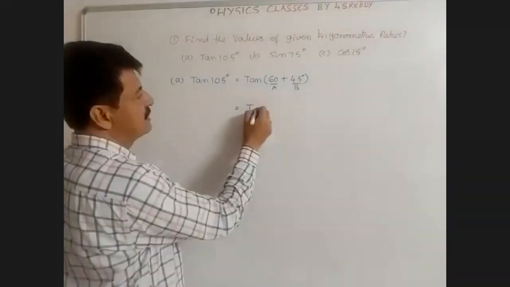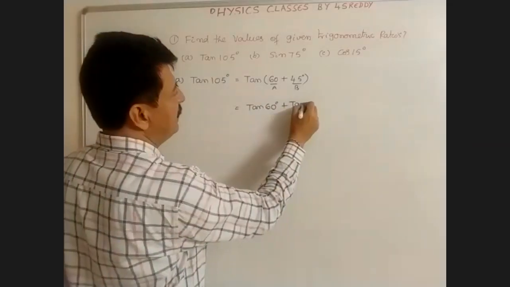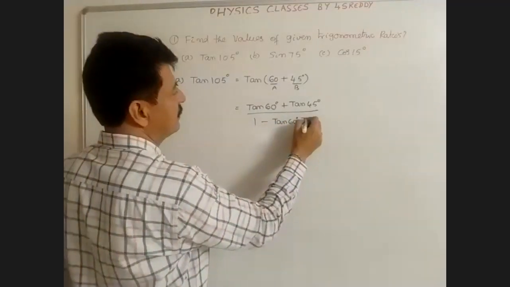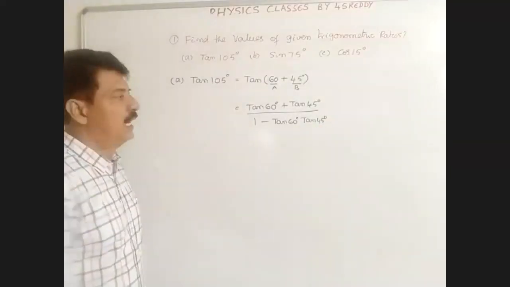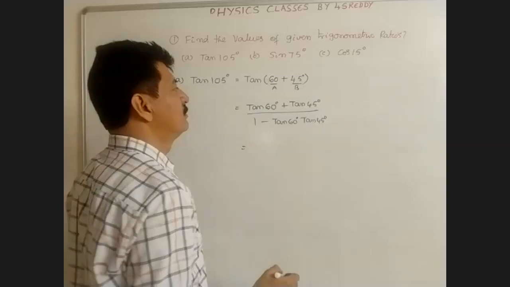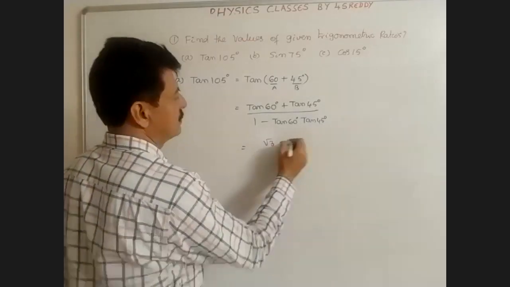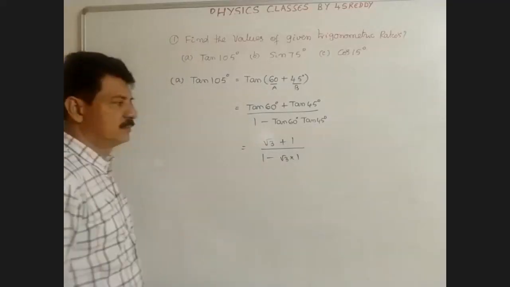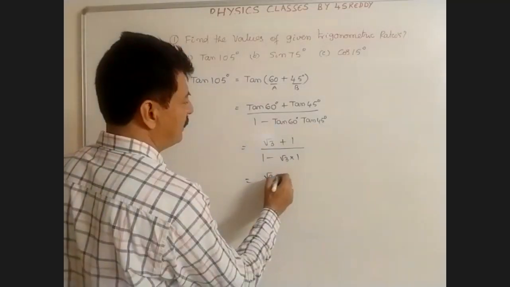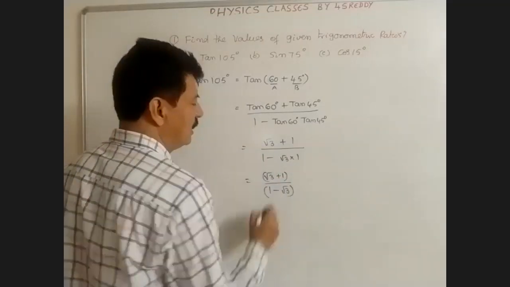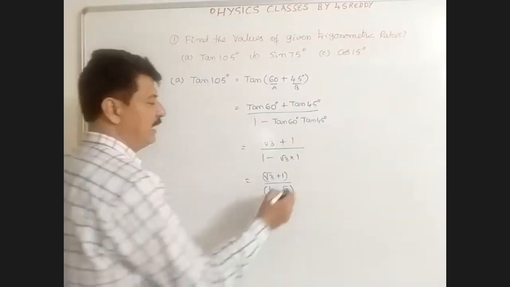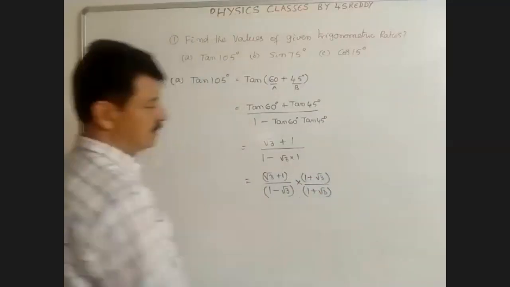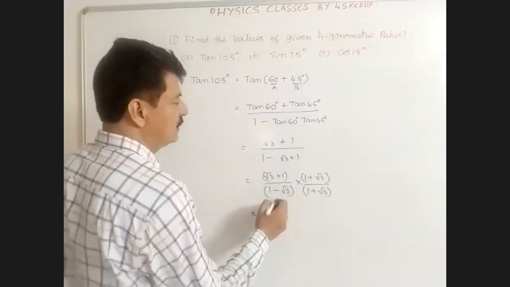Tan of A plus B can be written as tan A plus tan B by 1 minus tan A tan B. That only we can write, the formula you know. And therefore tan 60, how much? Root 3 plus 1 by 1 minus root 3 into 1. This is root 3 plus 1 by 1 minus root 3. And now you can take the conjugate of 1 minus root 3, that is 1 plus root 3 by 1 plus root 3. Can I take like that? If I take that, then what are you going to get?